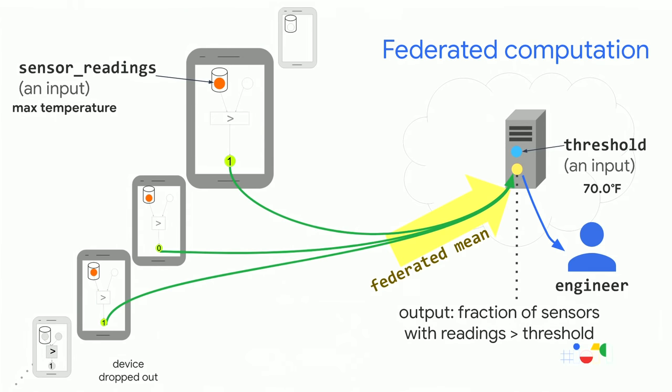Cool. So these values would then be aggregated using an aggregation operator. In this case, it's a federated mean, which encodes a protocol for computing the average value over the participating devices. The server is responsible for collating device reports throughout the round and emitting this aggregate, which contains the answer to the engineer's question.